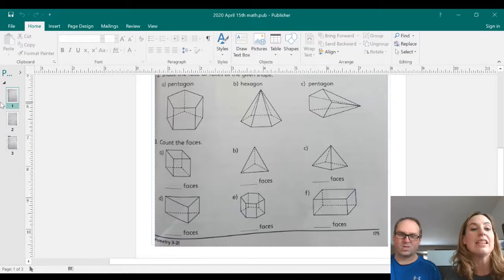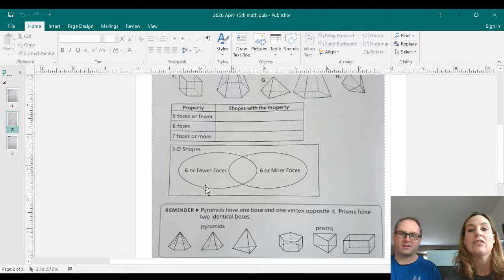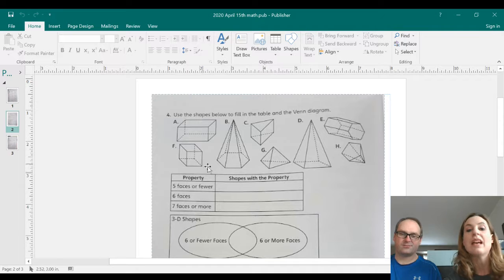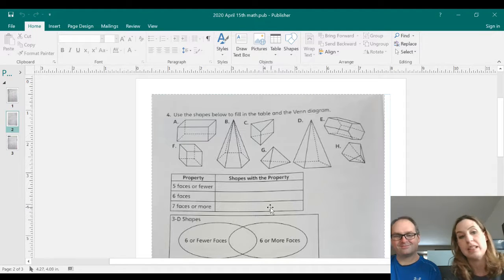Then the next page, we have to look at these shapes and we have to count how many faces are on here and fill out the table. So if it has 5 faces or fewer, it's going to go in here. 6 faces, like A, is going to go in here. And 7 faces or more would go in this part.